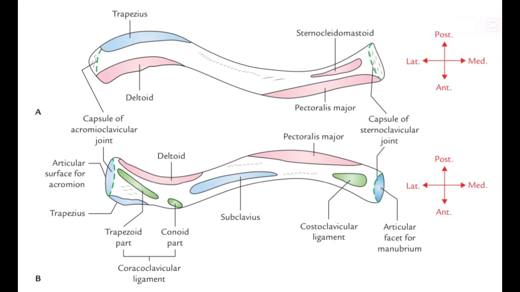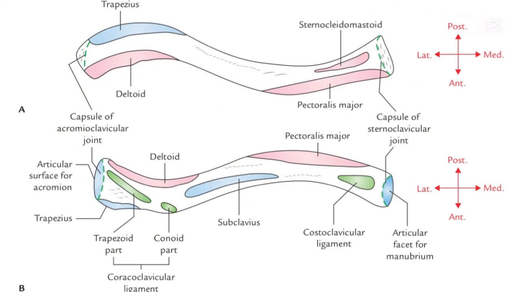Coracoclavicular ligament. Why do you have the coracoclavicular ligament? Because you have two depressions, which you are seeing here. You have the conoid part, which is the conoid depression, and you have the trapezoid line. So I'm showing you on your screen.